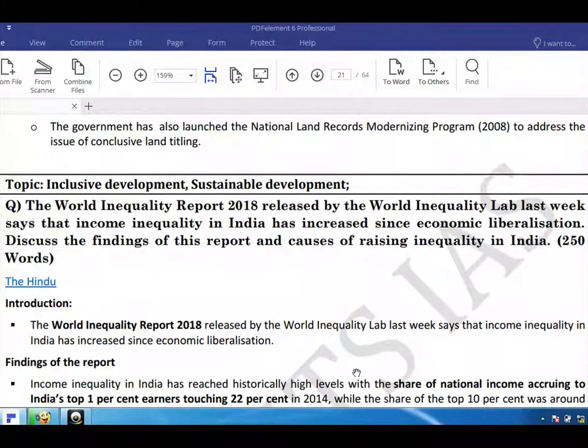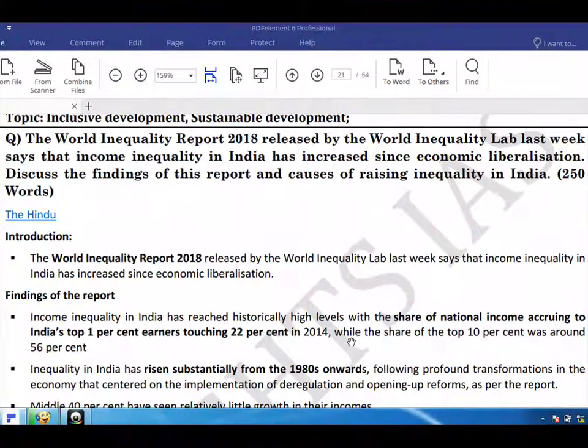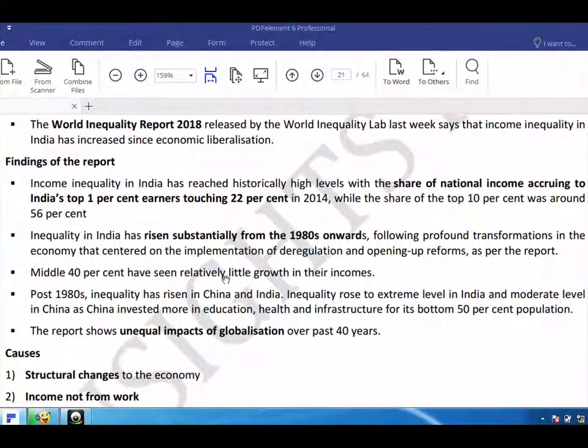Introduction: The World Inequality Report 2018 released by the World Inequality Lab last week says that income inequality in India has increased since economic liberalization. Findings of the report: income inequality in India has reached historically high levels, with the share of national income accruing to India's top 1% earners touching 22% in 2014, while the share of the top 10% was around 56%. Inequality in India has risen substantially from the 1980s onward, following the profound transformations in the economy that centered on the implementation of deregulation and opening up reforms.